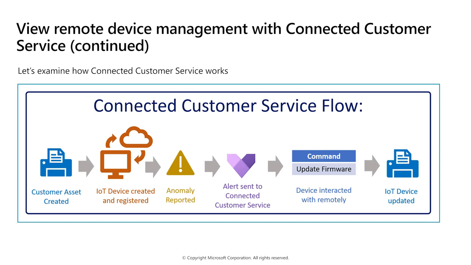Once the alert is in, we can then interact with it. So for instance, if we believe that it's faulty, we could send a reset command to it from connected customer service. Now, in scenarios where the device cannot be interacted with, we can escalate the alert into a case and/or work order in field service. So this allows us to be proactive in what we're doing.